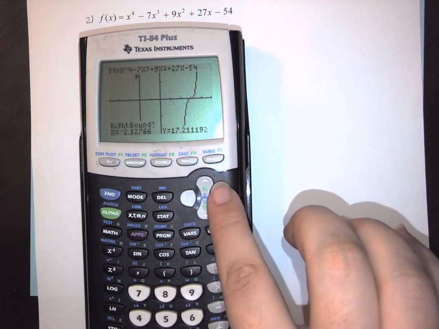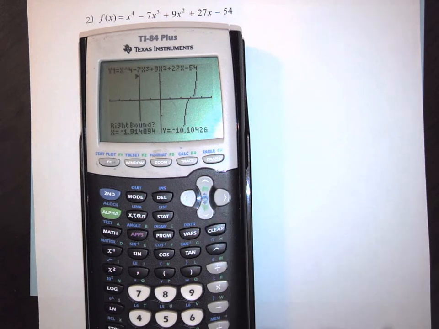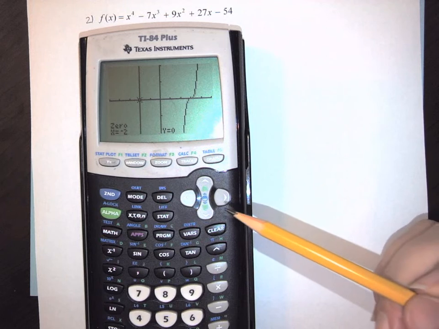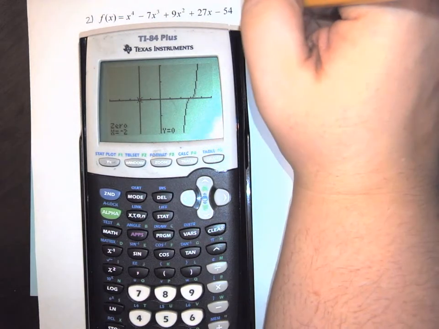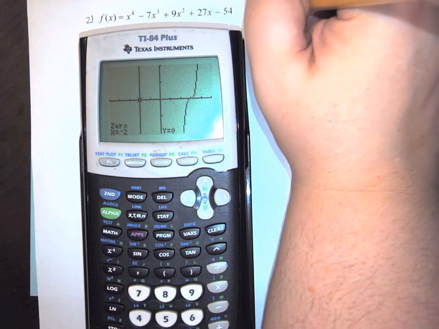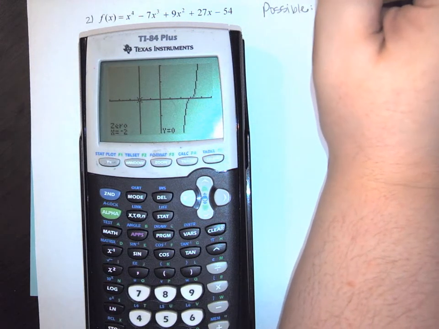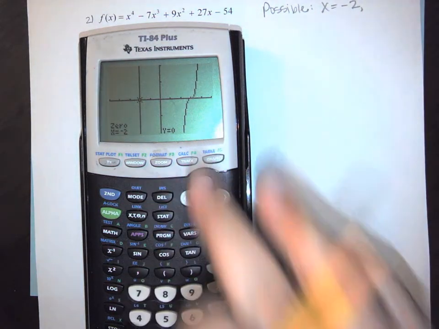Let's go ahead and go there, and hit enter, and notice we're at x is -2. So again, we have a possible zero: x is -2, and now we need to find the other one.